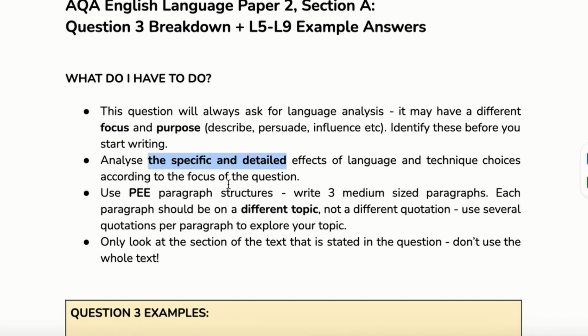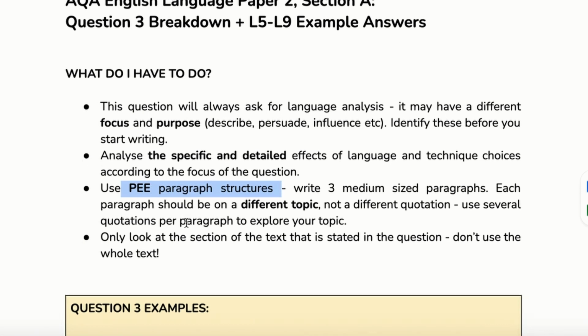So you absolutely need to use PEE paragraph structures, really important. So make sure that you know how to use those, what they are, how to do them. I talk about them a lot in a lot of lessons. So if you've done scribbly lessons for a while, that should be something that I've drummed into your brain by now. It's basically point, evidence, explanation. So we'll be looking at that a little bit more in detail later in this lesson anyway.